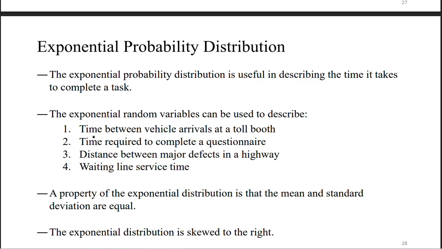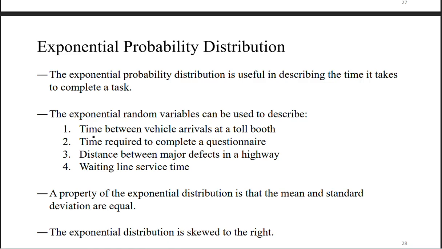For example, the time between vehicle arrivals at the toll booth. How long will it take between the first car moving and the second car moving through the toll booth? And so here we are looking at time between two events. Let's say a person goes in to complete a questionnaire. Exponential distribution is looking at the time it takes to start, the time it takes to end, the interval between those two periods.